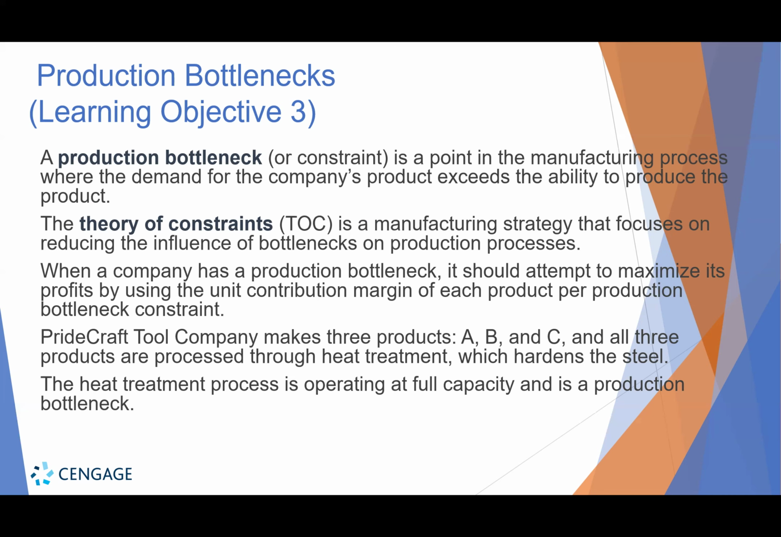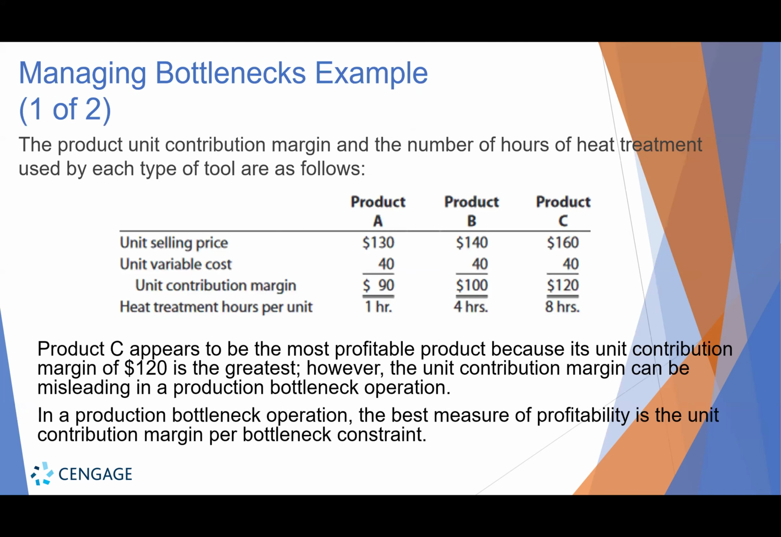Pride Craft Tool Company makes 3 products, A, B, and C. And all 3 products are processed through heat treatment, which hardens the steel. The heat treatment process is operating at full capacity and is a production bottleneck. The product unit contribution margin and the number of hours of heat treatment used by each type of tool are shown.